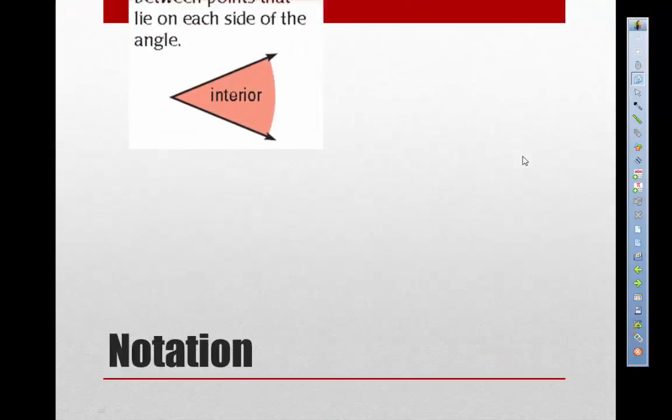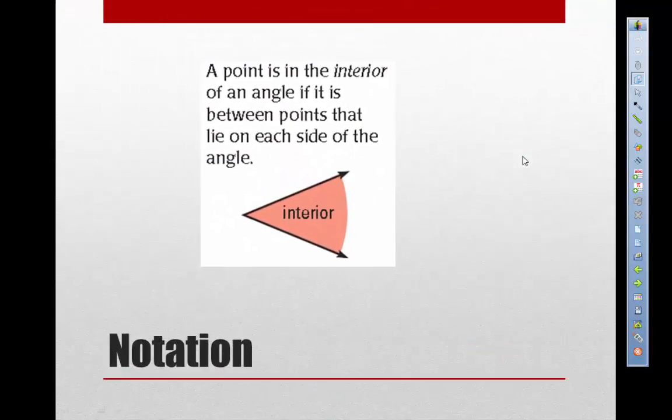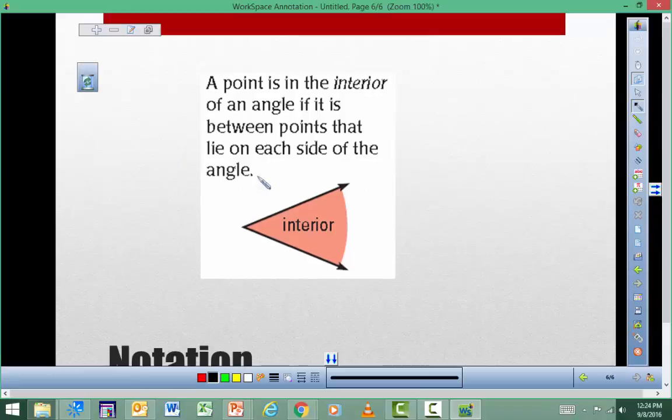Too easy, right? Okay, so we're going to build up to the angle addition postulate, which is similar to the segment addition postulate, right? But before we do that, we need to know about what the interior is. Here's a little picture of the interior of the angle. Interior, I like to think of it as the inside portion, the part that's on the inside. And so, what do you think we call this part out here?